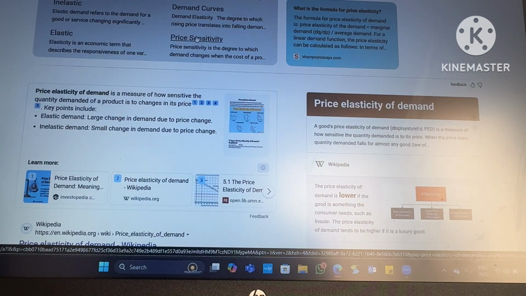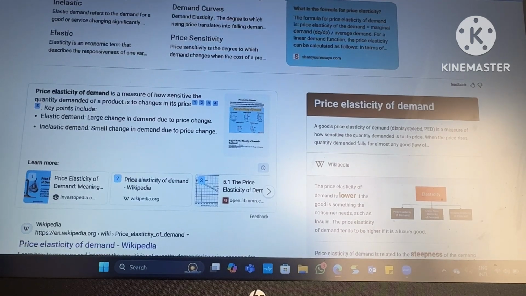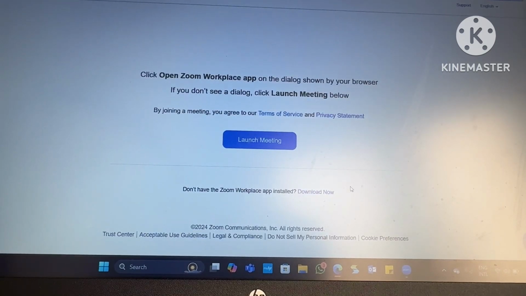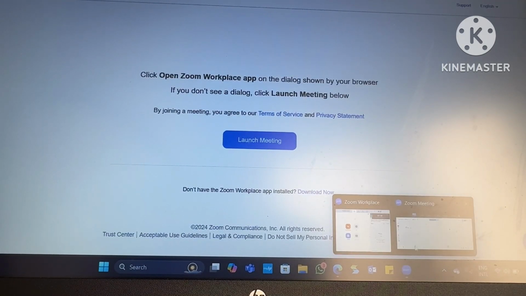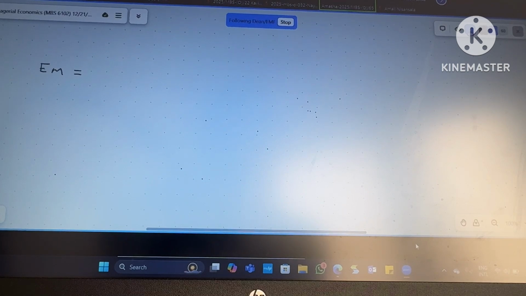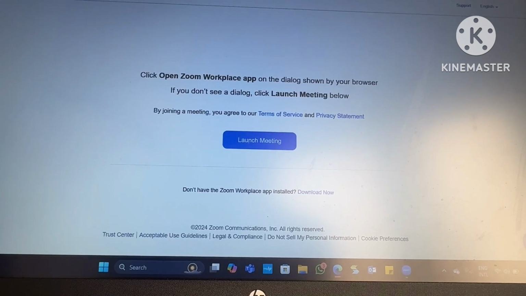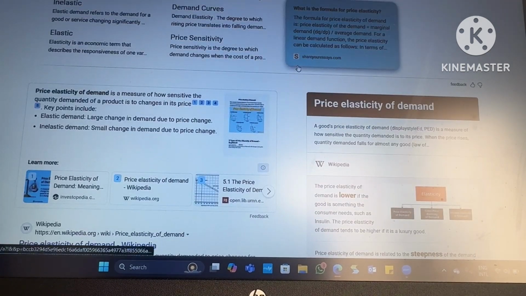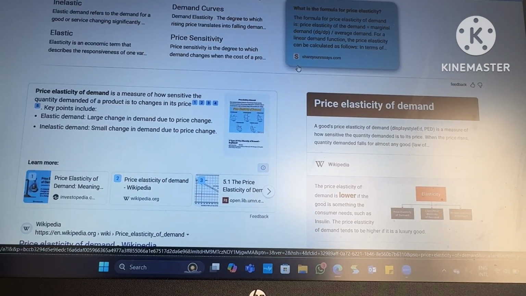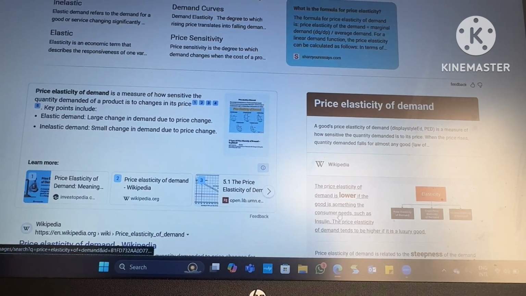Amasha, how about your answer? Thank you, Amali, for your effort anyway. Amasha? The responsiveness of the quantity demanded to the changes in the good's price. Yes. So I can give 5 marks for this one. Price elasticity of demand measures how quantity demanded responds to the price change. How demand is responding to the price change.